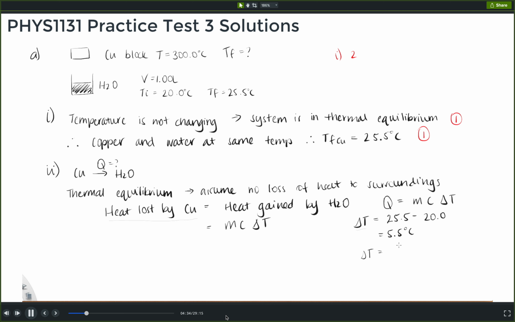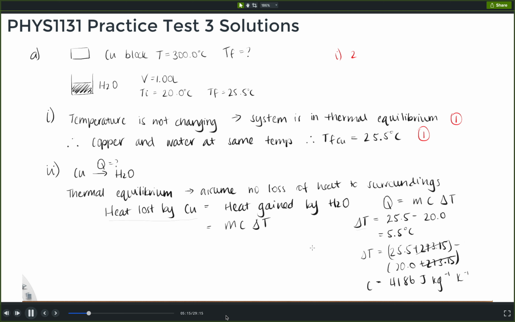And I'll just show you really quickly why that's the case. If I was to convert both of these to Kelvin, both the 25.5 and the 20 degrees Celsius, you're adding 273.15 to both, and since it's a difference, they just cancel anyway. So we have 5.5 degrees Celsius. From your formula sheet and from the table that was given in the question, we know what the specific heat of water is. It's 4186 joules per kilogram per Kelvin.